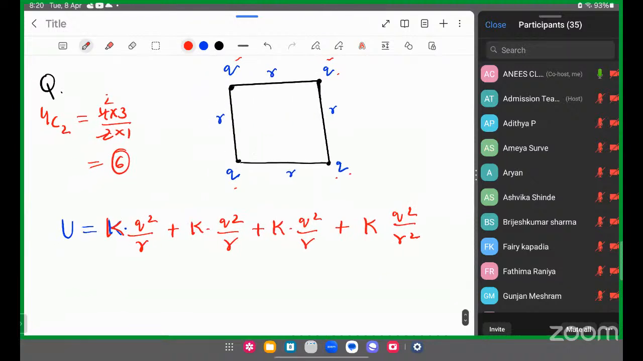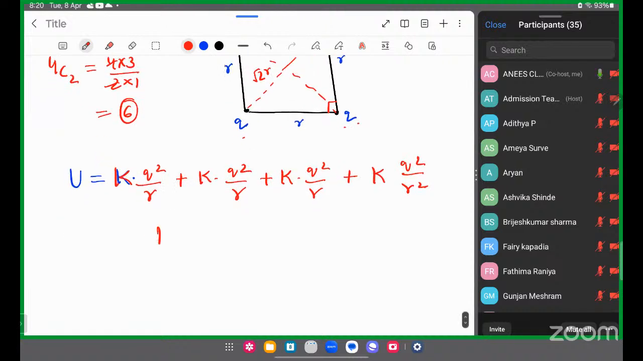Could anyone tell me which 2 charges will make these pairs? We have a total of 6 pairs, 4 pairs I have already selected. What will be the remaining 2 pairs? Diagonals, yes, these will be diagonal pairs, this one and this one. Because we are now taking charges on the diagonal, the distance will change. It will not be r. If it is a square, this will be root 2 times r.